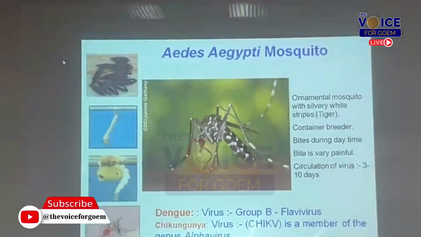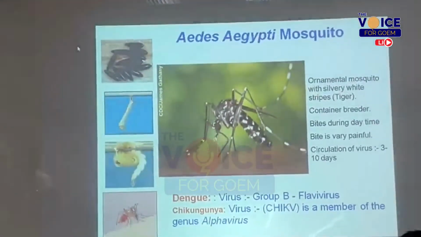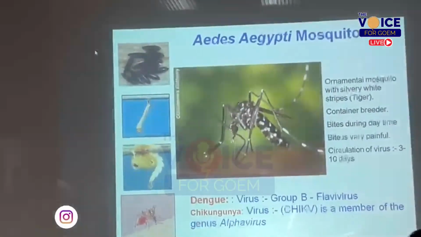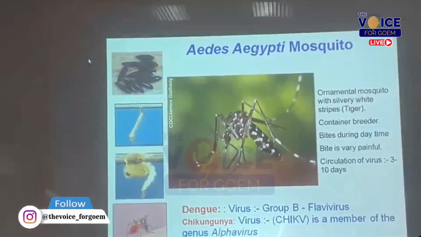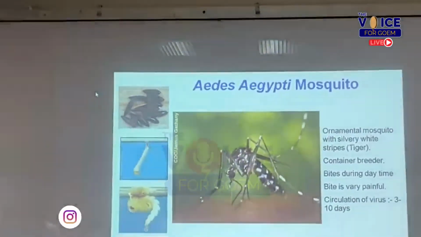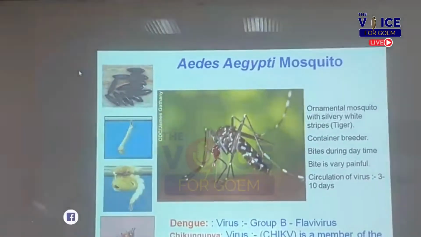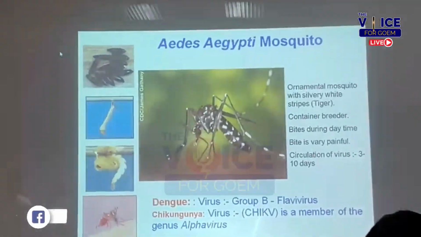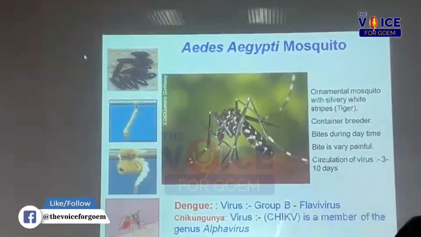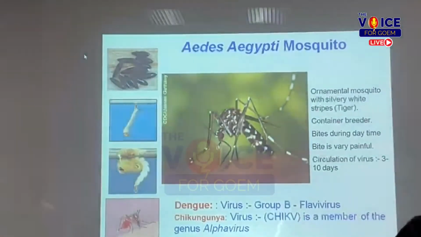So that's the reason you get a lot of clusters of dengue cases sometimes, because that one infected mosquito can bite many people at the same time. It's a nervous mosquito, so it just goes around biting a lot of people. And then once it bites and injects the virus into the human being, for 3 to 10 days the virus circulates in the blood. It's a flavivirus. And we have something else called chikungunya, which is also spread by the Aedes mosquito.